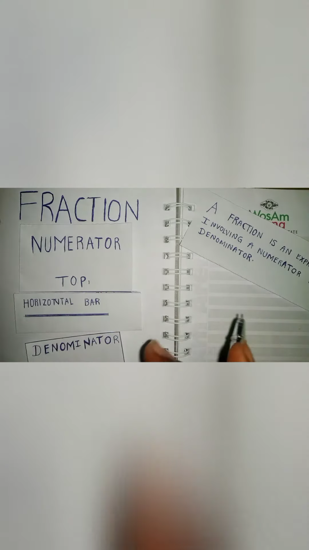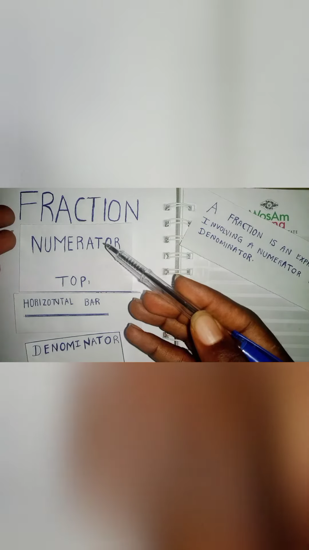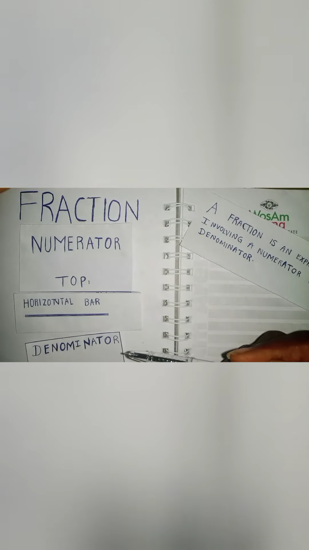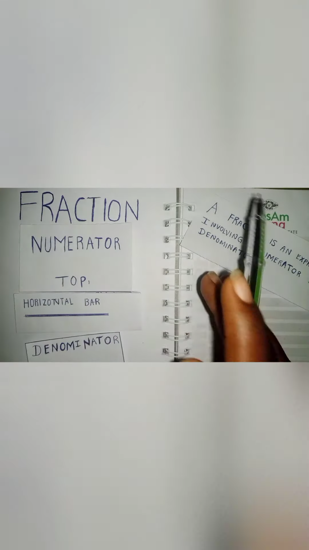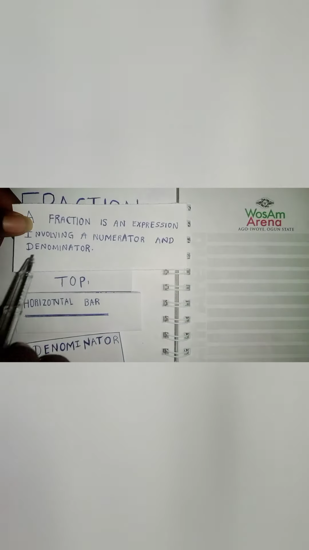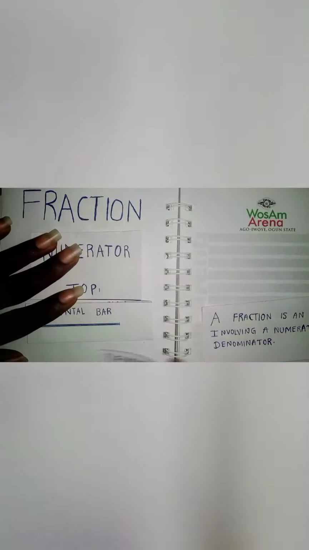So whenever you have three things like this, the numerator, your horizontal bar, and your denominator, then we are said to have a fraction. So that is what a fraction literally is. A fraction is an expression involving a numerator and a denominator, but your numerator and denominator are separated by what? A horizontal bar.